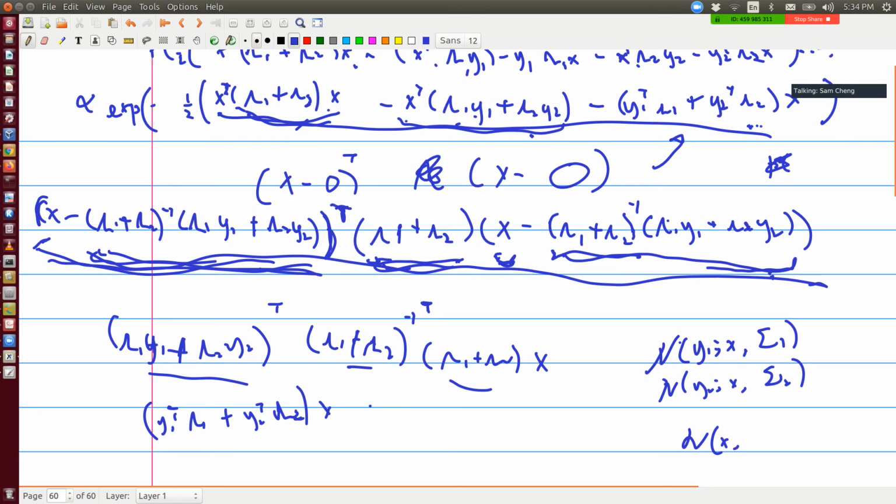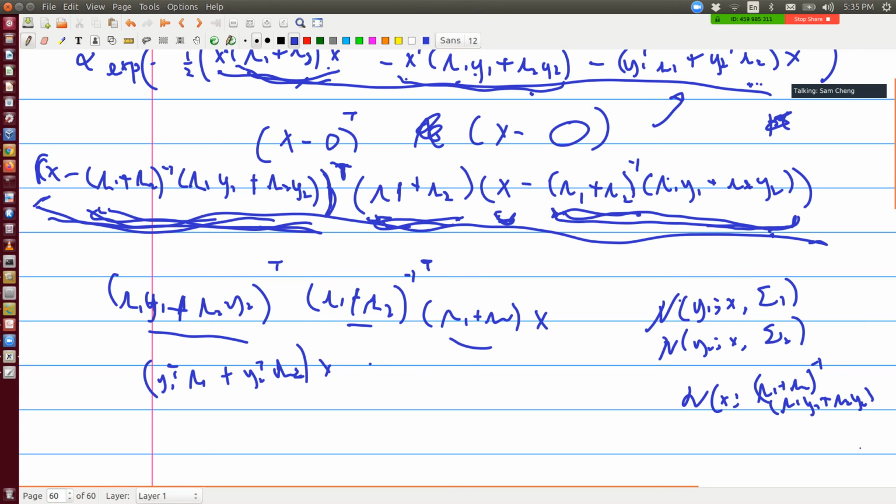This term is the mean, right? So the mean is lambda 1 plus lambda 2 inverse, times lambda 1 y1 plus lambda 2 y2. And the variance is lambda 1 plus lambda 2 inverse. Be careful: the variance is supposed to be the inverse of this matrix, so the variance is lambda 1 plus lambda 2 inverse.